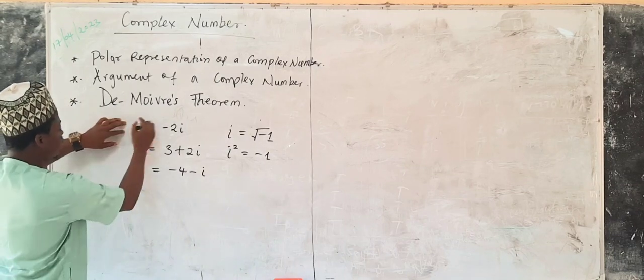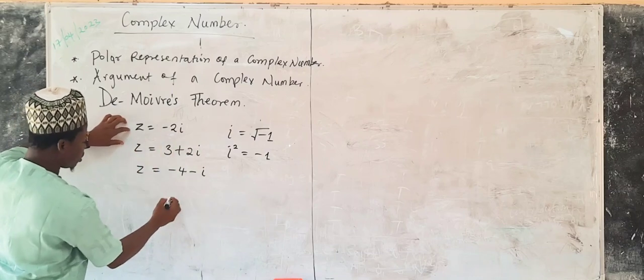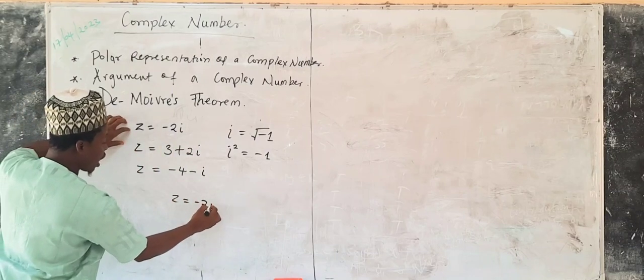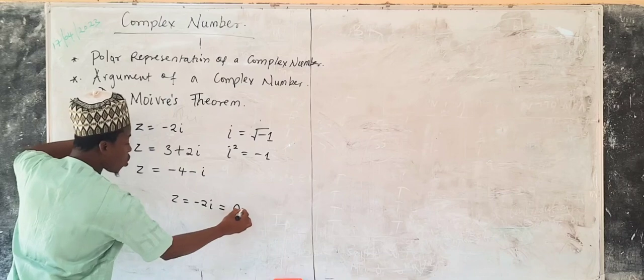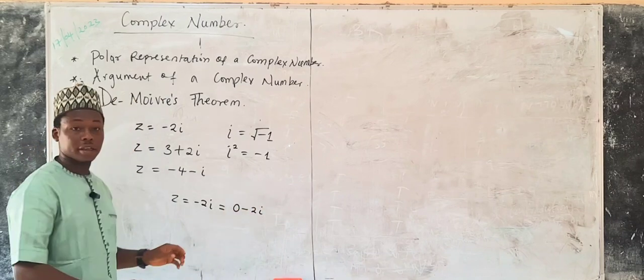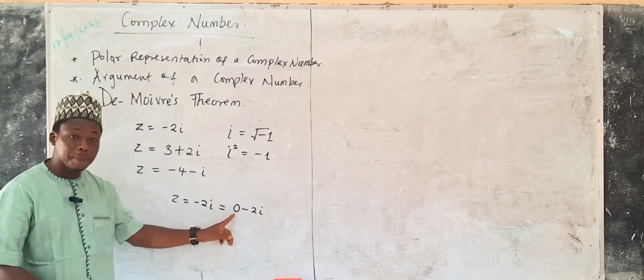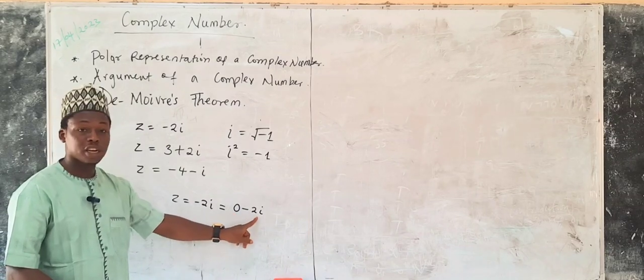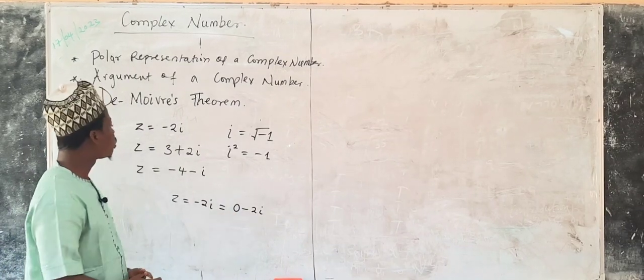And remember, this can also be written as z equals minus 2i. This is the same thing as 0 minus 2i, which gives us the real part to be 0 and the imaginary part to be minus 2.